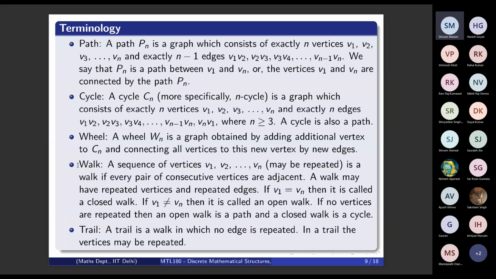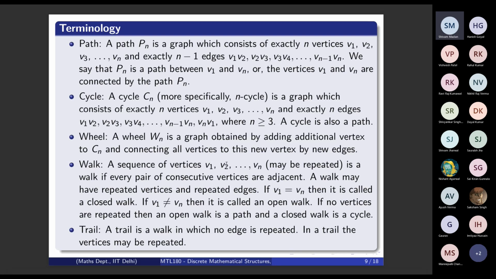Now this is an important one. This is a walk. Walk is very important. People always miss this term and confuse it with path. Now what is a walk? A walk is a sequence of vertices v1, v2 up to vn. Here vertices may be repeated. We are not saying that there are exactly n distinct vertices. This is a sequence where vertices may be repeated.